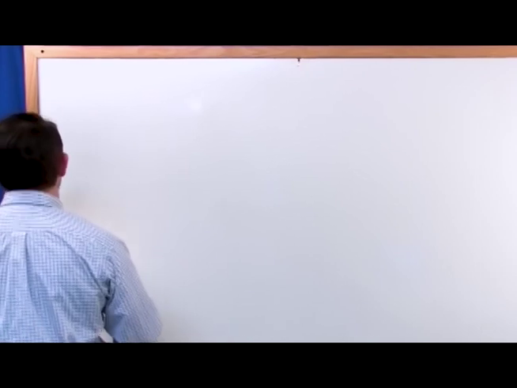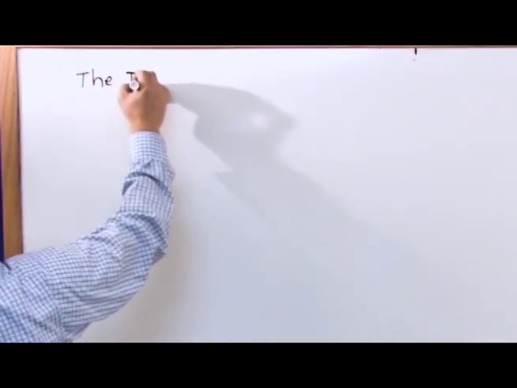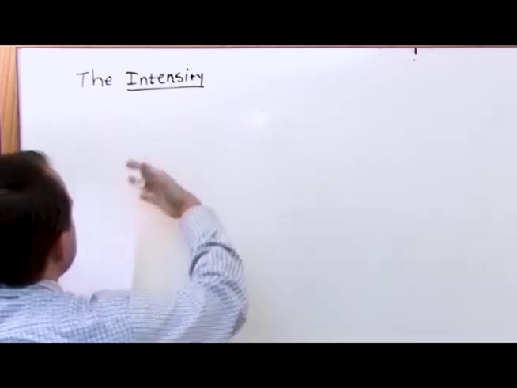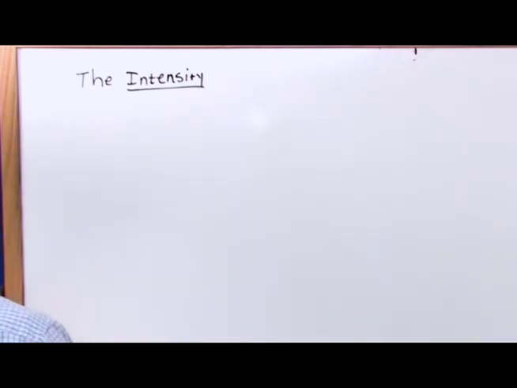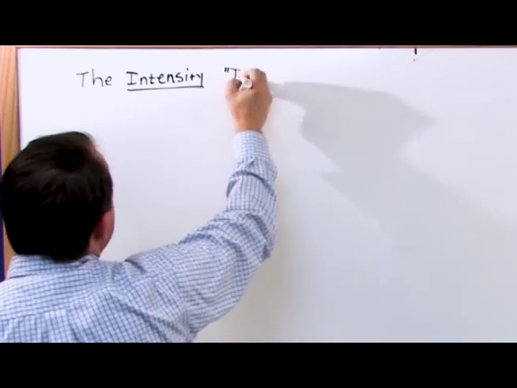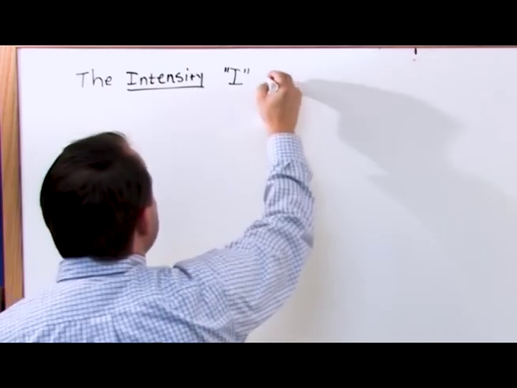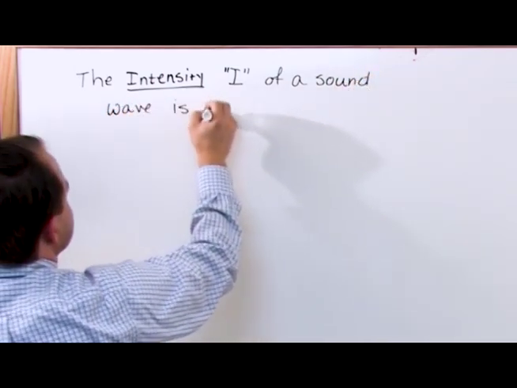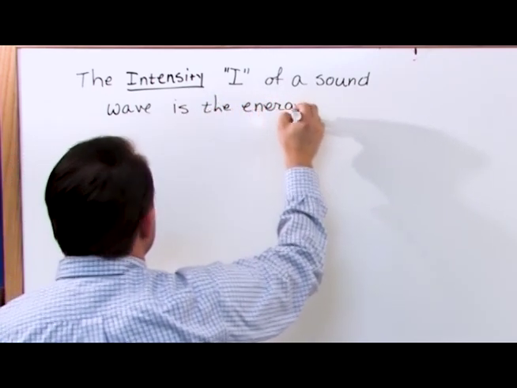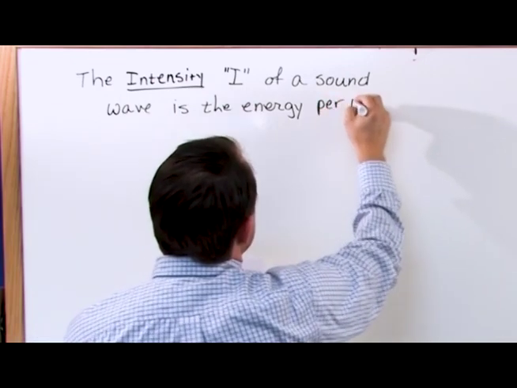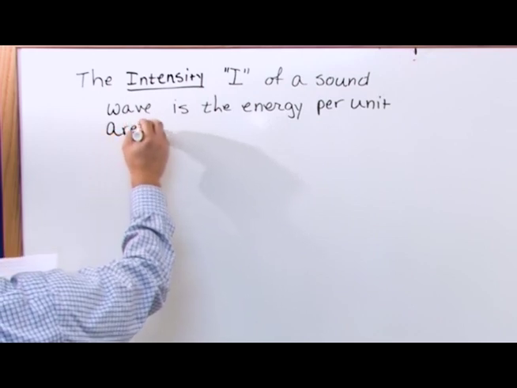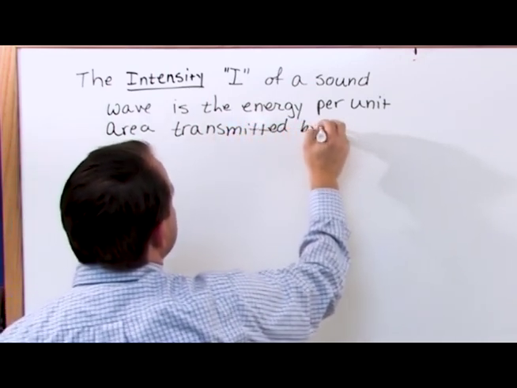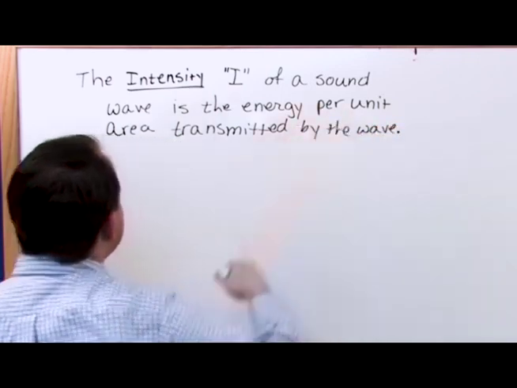Let's first talk about the word intensity, or the definition, in this case, of intensity. Now, everyone has an idea of what intensity means. In general, the more intense something is, the louder it is, the more vigorous it is, the more in your face, the more oomph it has. But in physics, we have a specific definition. We say the intensity I of a sound wave is the energy per unit area transmitted by the wave.